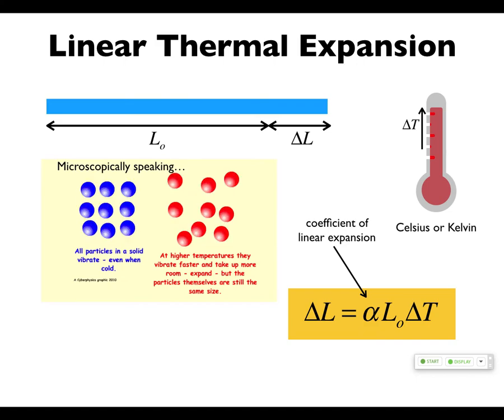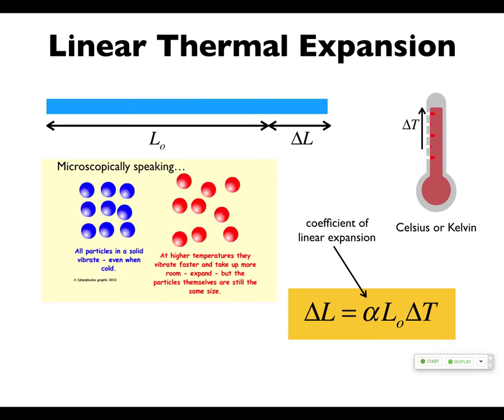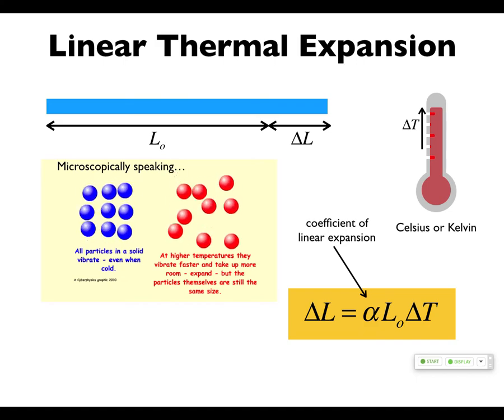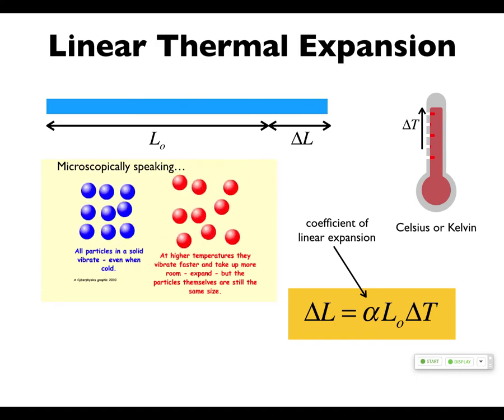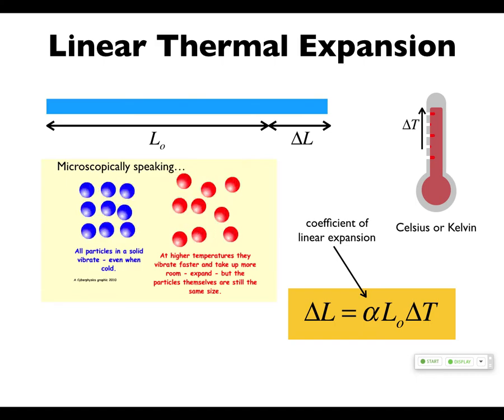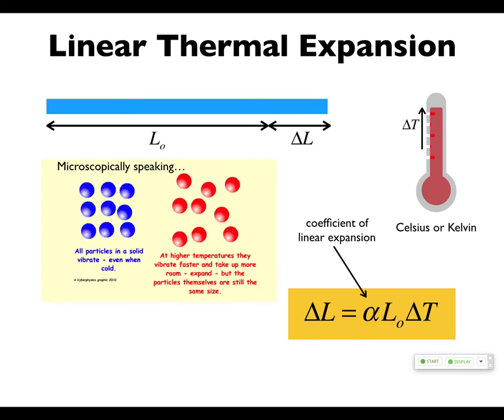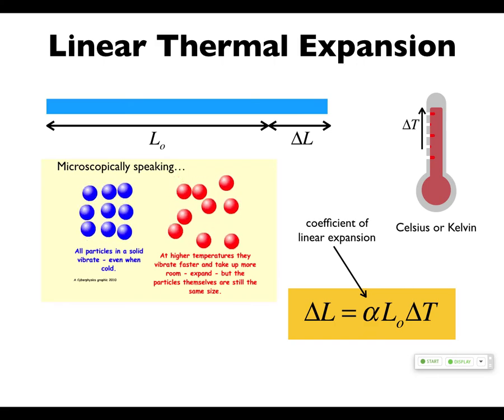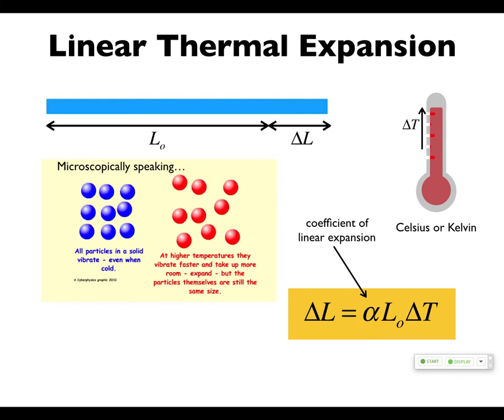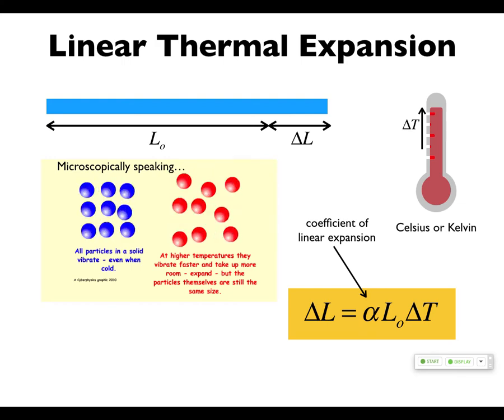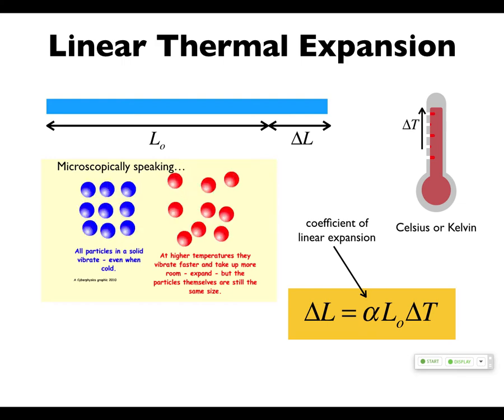And so just microscopically speaking, right, all particles in a solid vibrate even when it's cold, unless you've gone down to absolute zero. The hotter you make them, the more vibration they do. And since they're bonded together by molecular bonds, you can think of those as little springs. Okay, if they start moving faster, they can stretch the spring a little bit farther, and if that's a whole lattice structure, the whole thing gets bigger.